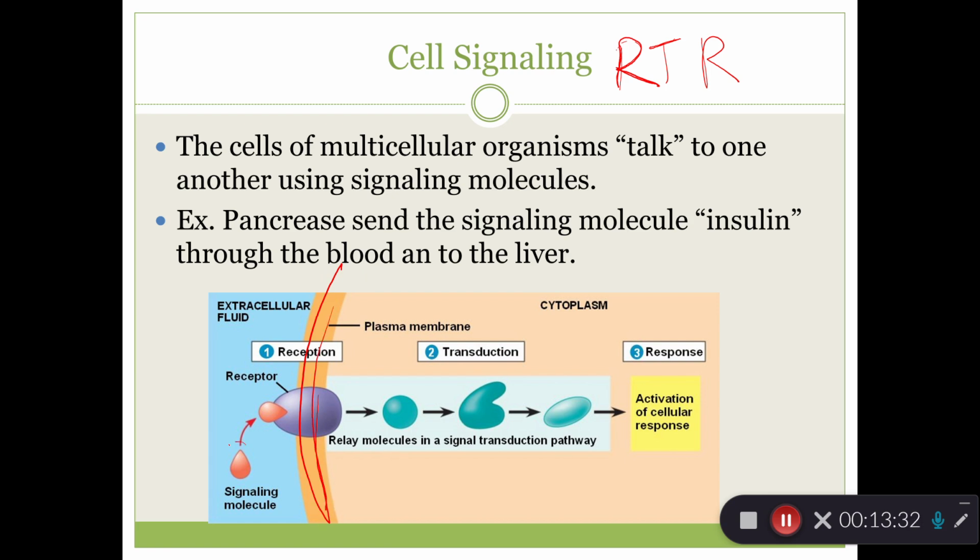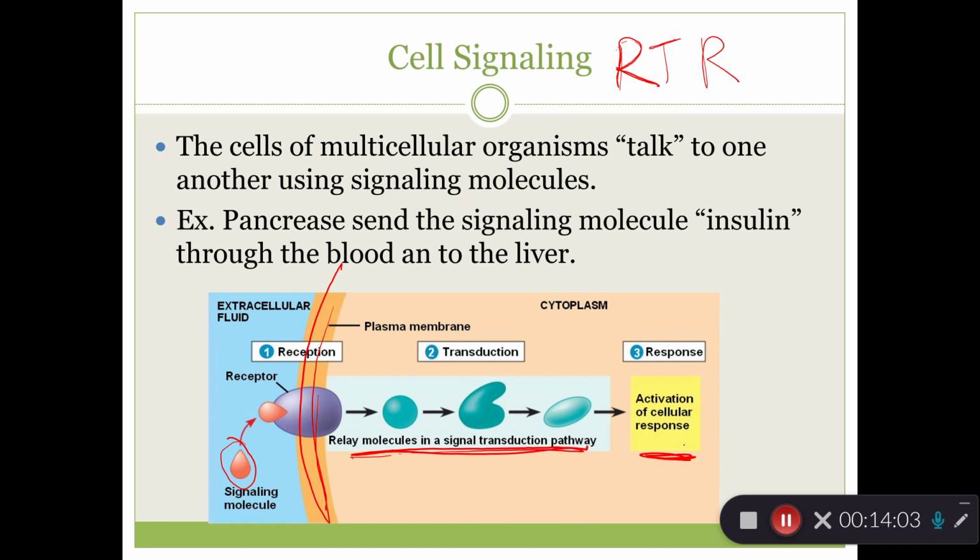Okay, so this is a cell right here. Imagine this whole thing is a cell. It's just showing you a little piece of the cell. A signal molecule may be a hormone. So a signal molecule will bind to the receptor protein, and when it does, it's going to relay a message. And then the cell is going to respond. So reception is where the signal molecule binds to the receptor protein. Transduction is where the message, like the hormone, is changed into something the cell can understand. And then the cell will respond.